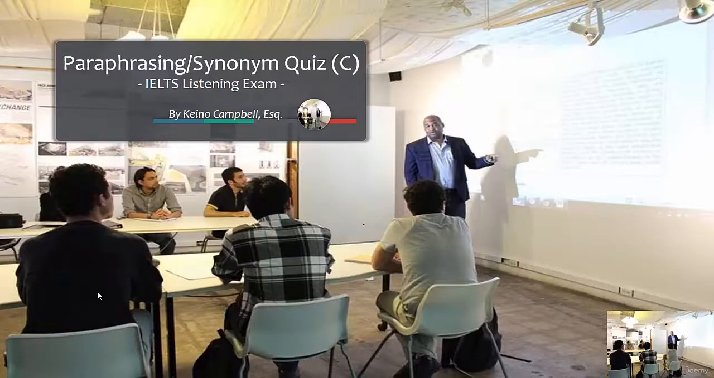Okay, this is the Paraphrasing Synonym Quiz C. You've already done Quiz A and Quiz B, so you already know that this is working on your ability to recognize paraphrasing and synonyms, and it's related to the IELTS listening exam. All the questions on the IELTS listening exam relate to paraphrasing and synonym. If you're having trouble getting answers correct, it's probably related to your hearing synonyms or recognizing paraphrasing when it happens.